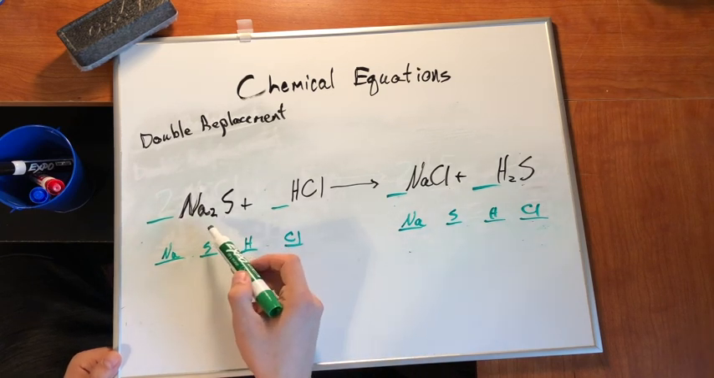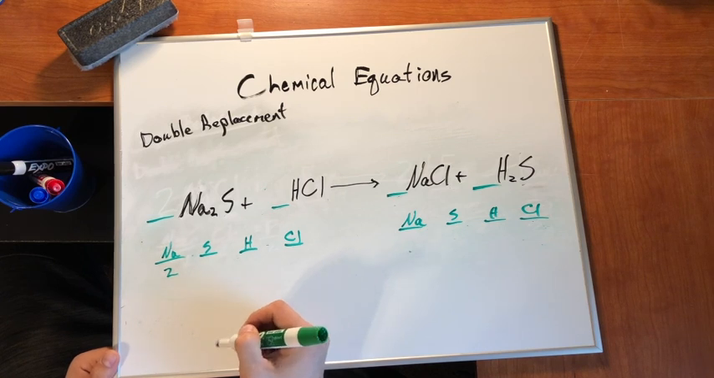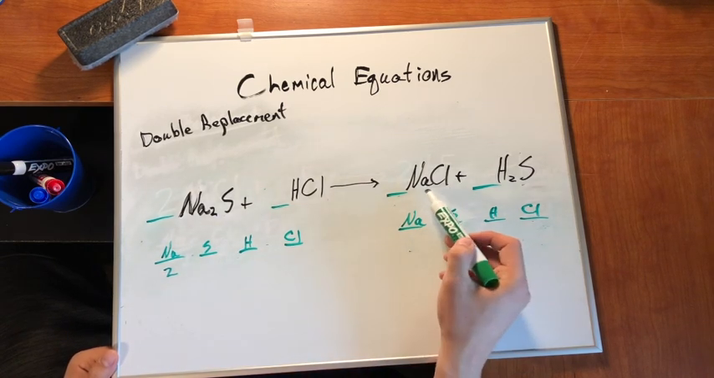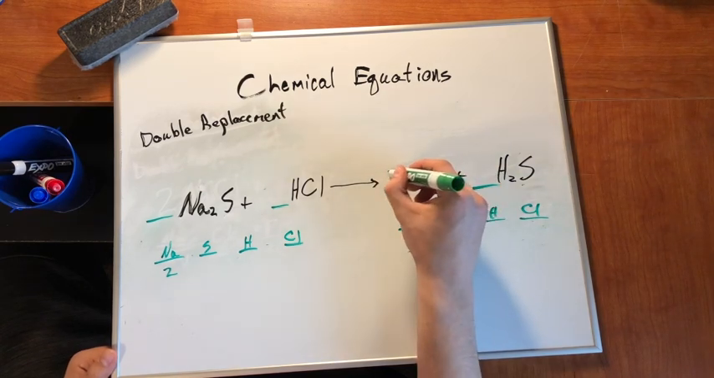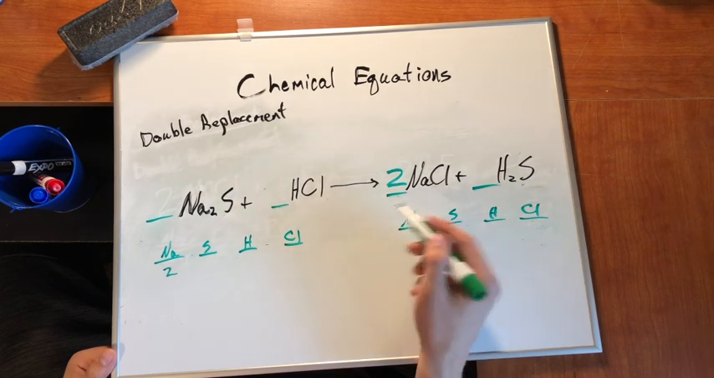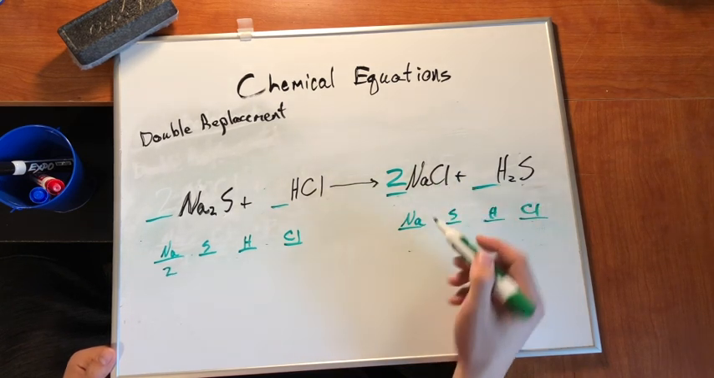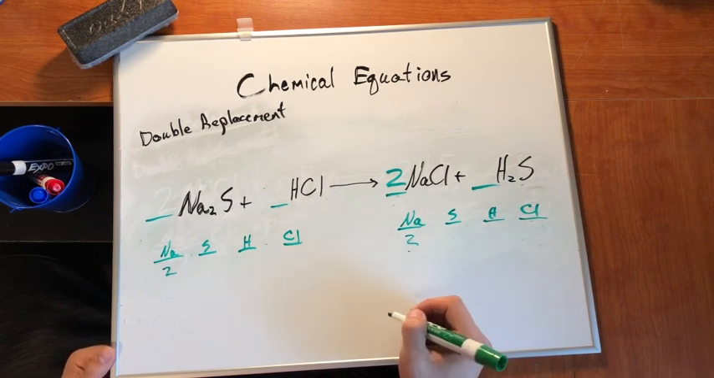So if I look at this side, I can see that I have 2 sodium atoms here. If I come over to my products, I only have 1 sodium over here. So the best way to fix that to begin with is putting a 2 out front there. So now I'm saying that I'm making 2 salts there. That gives me 2 sodiums. So my sodiums are balanced.